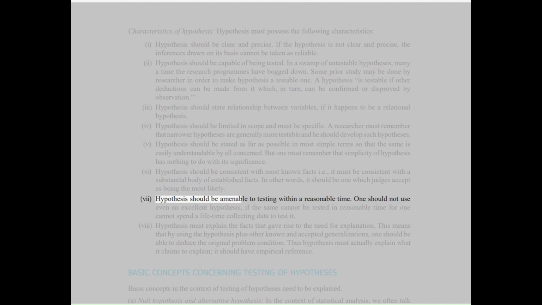7. Hypothesis should be amenable to testing within a reasonable time. One should not use even an excellent hypothesis if the same cannot be tested in reasonable time, for one cannot spend a lifetime collecting data to test it. 8. Hypothesis must explain the facts that gave rise to the need for explanation. This means that by using the hypothesis plus other known and accepted generalizations, one should be able to deduce the original problem condition. Thus, hypothesis must actually explain what it claims to explain. It should have empirical reference.